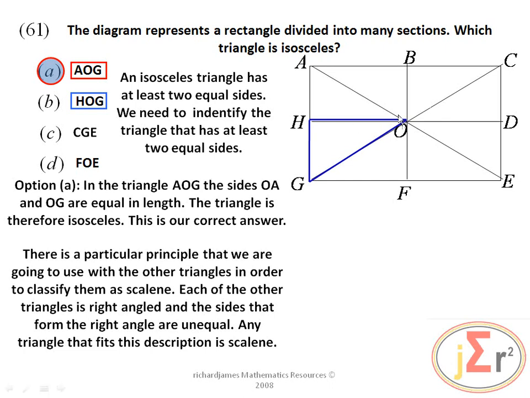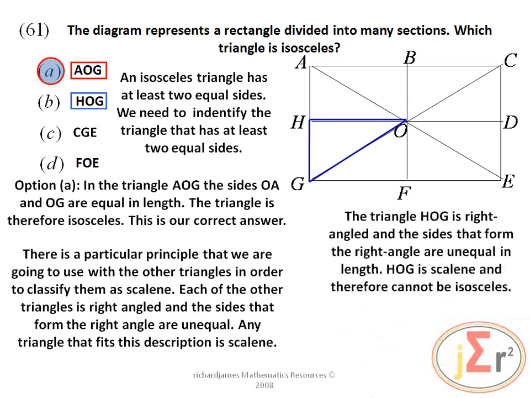Now, here we have this side and this side form the right angle. These sides are not equal in length. Therefore, we can conclude that the triangle is not isosceles. It is a scalene right-angled triangle.